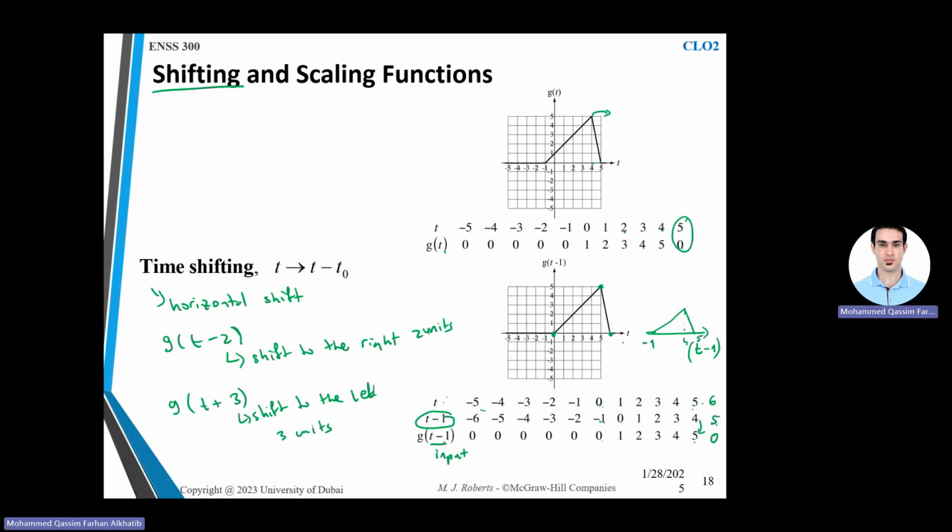All right, now shifting and scaling functions. So first, we'll talk about time shifting. We talked about the rule. When you have a negative value, let's shift to the right. When you have a positive value, shift to the left. Simply consider this expression, x of t equal g of t minus 5.